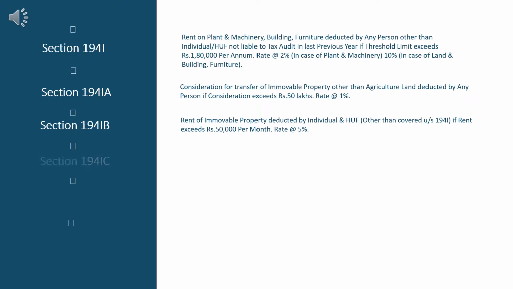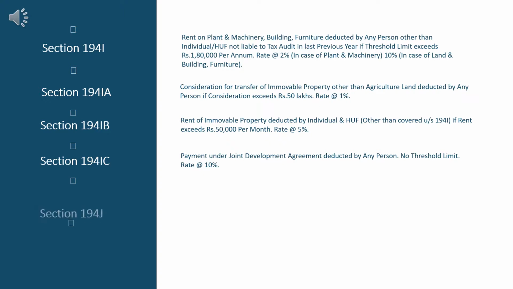Tax rate at 5%. Section 194IC. Payment under joint development agreement. Tax to be deducted by any person. No threshold limit. Tax rate at 10%.